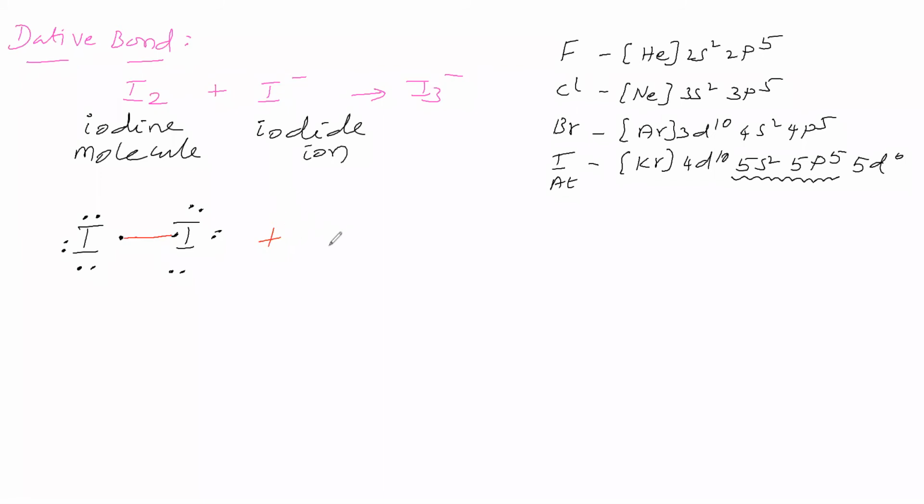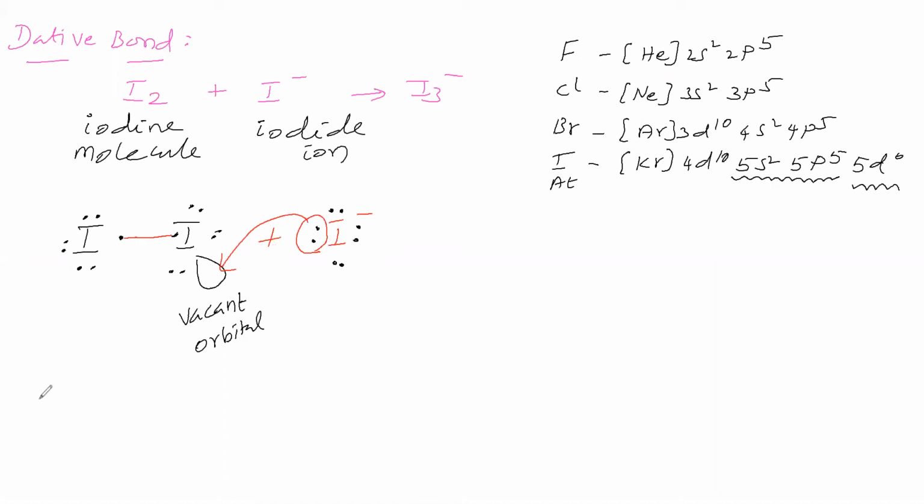Now I minus we will take. In I minus, the valence shell has 8 electrons because of the minus 1 charge. Next, this iodine has a vacant orbital. Due to the vacant orbital, this I minus contributes a lone pair to this iodine.